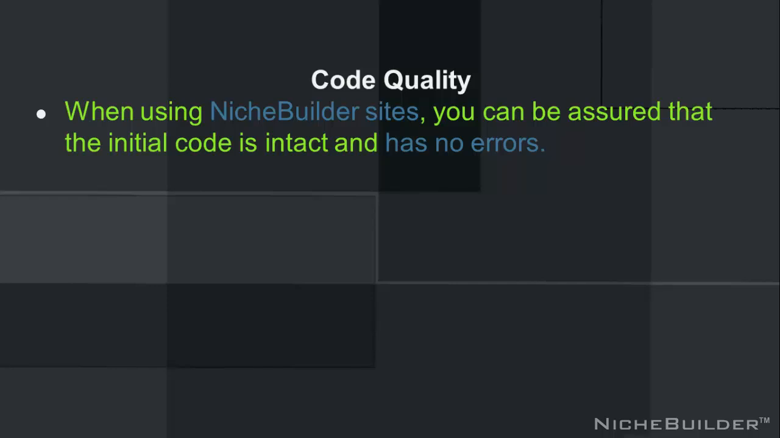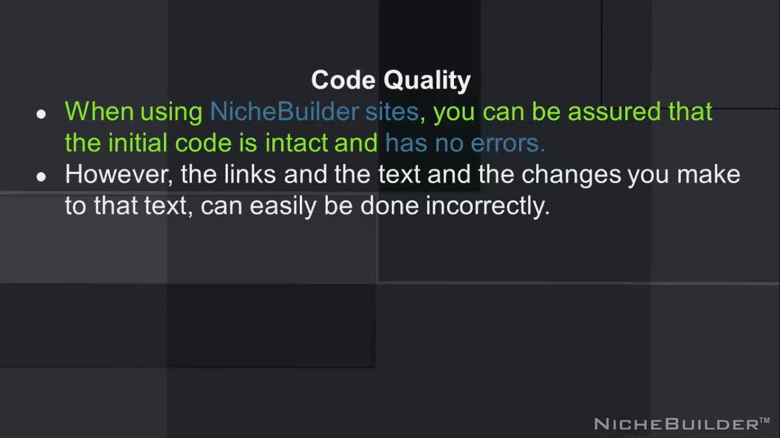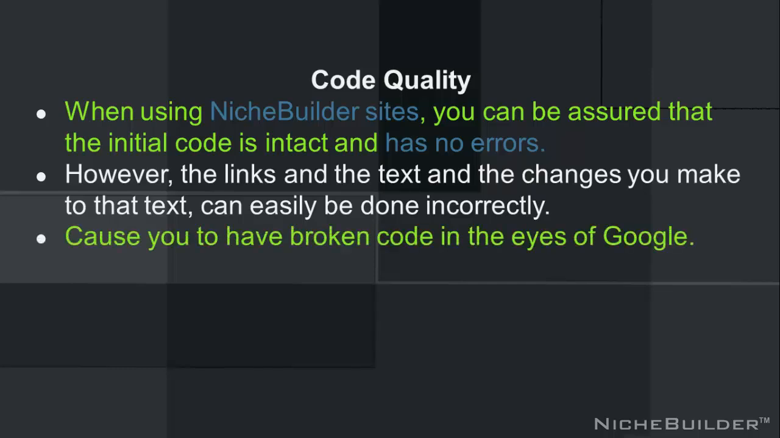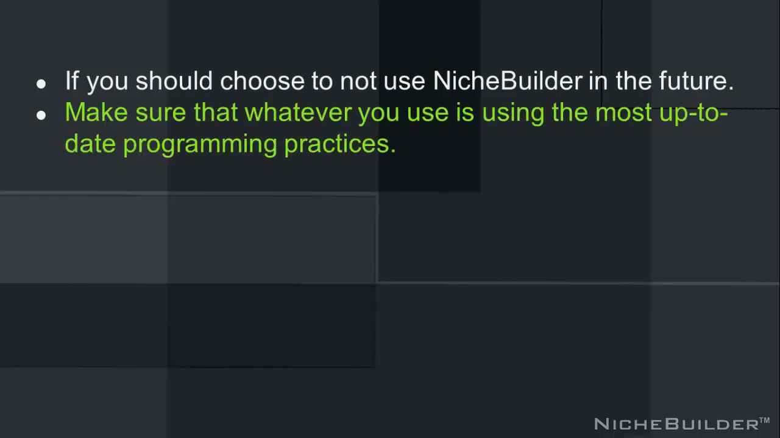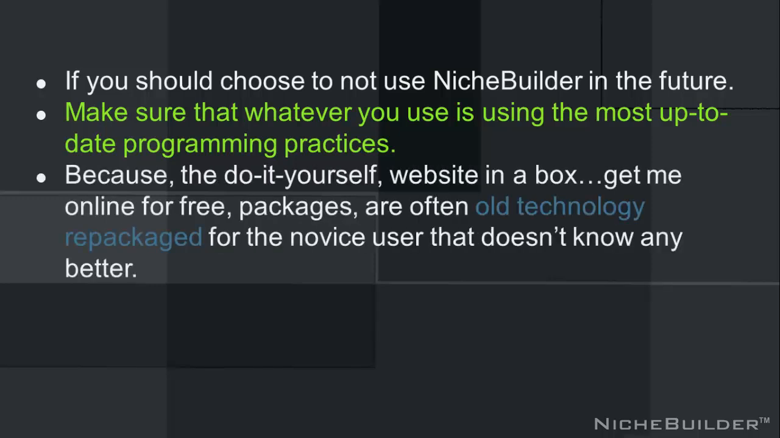Code quality. The next thing that you need to pay attention to is called code quality. When using NicheBuilder sites, you can be assured that the initial code is intact and has no errors. However, the links and the text and the changes that you make to that text can easily be done incorrectly and cause you to have broken code in the eyes of Google. If you should choose not to use NicheBuilder in the future, you're going to want to make sure that whatever you use is using the most up-to-date programming practices, because the do-it-yourself, website in a box, get me online for free packages are often old technology repackaged for the novice user that doesn't know any better.